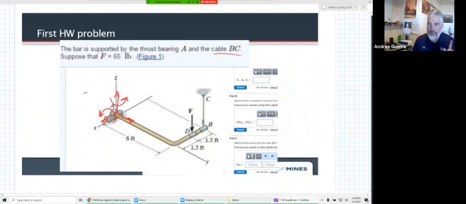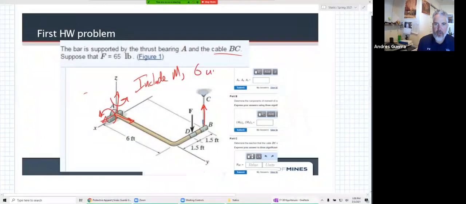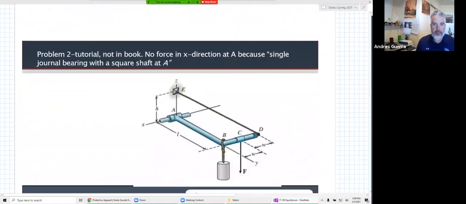Now, last time we talked about there are times when we don't include those moments. Remember, the easiest way to do that is count the number of unknowns. This one, including the moments on there, we have 6 unknowns. So we're going to leave the moments on there because there's 6 of them. And so we'll put the moments on that FBD.